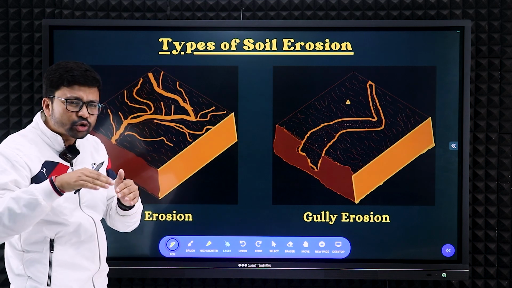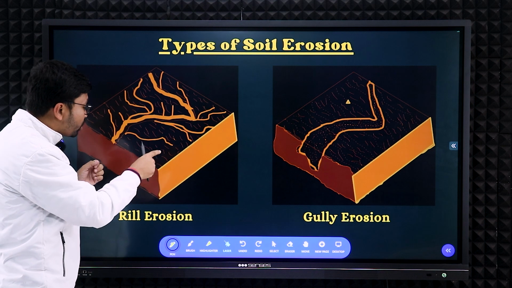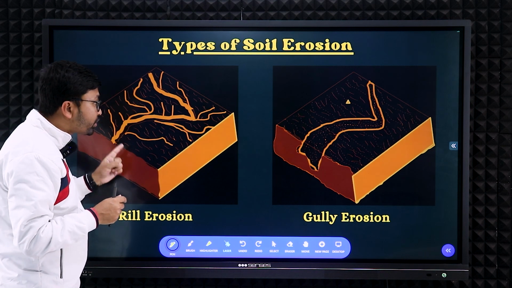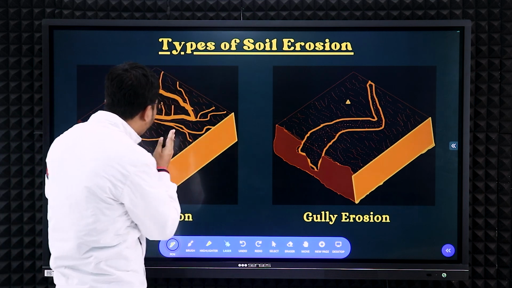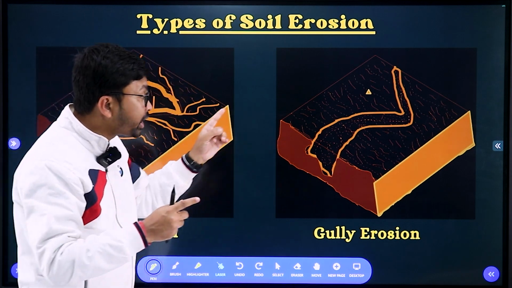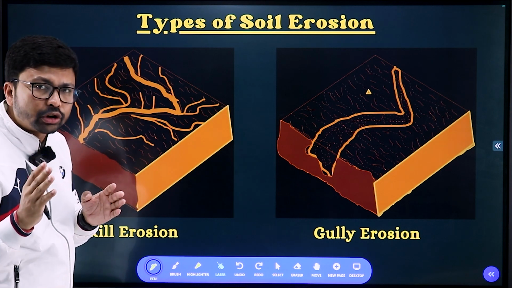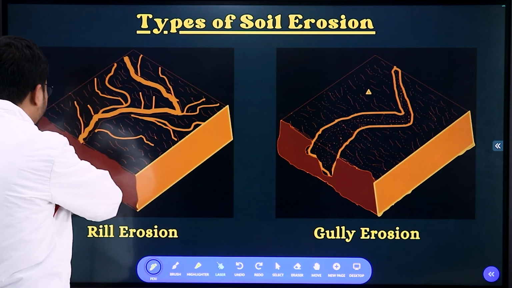Next, where the slope is a little bit more, where you will see deep cuts over the soil, the water will pass through a narrow path. That is called rill erosion. Those narrow paths are called rills, and when these narrow rills join with each other, right? They become bigger, and that time it is called gully erosion. So those three types of erosion you need to focus on. I repeat: sheet erosion, rill erosion and gully erosion.